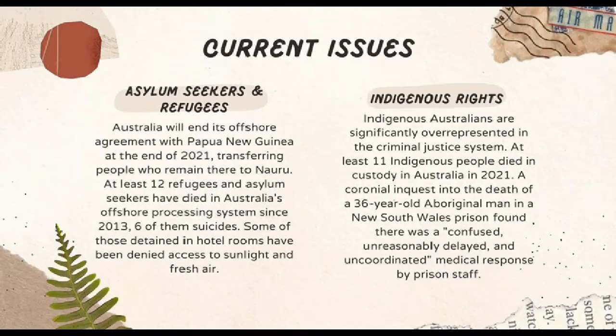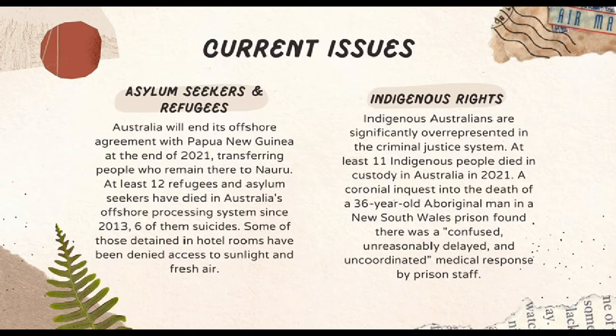We're now discussing the current issues in Australia. The first current issue in Australia is asylum seekers and refugees. Approximately 230 refugees and asylum seekers remain in Papua New Guinea and Nauru at time of writing, with more than 900 refugees admitted to the United States under an Australia-US resettlement deal. Australia announced it will end its offshore agreement with Papua New Guinea at the end of 2021, transferring people who remain there to Nauru.